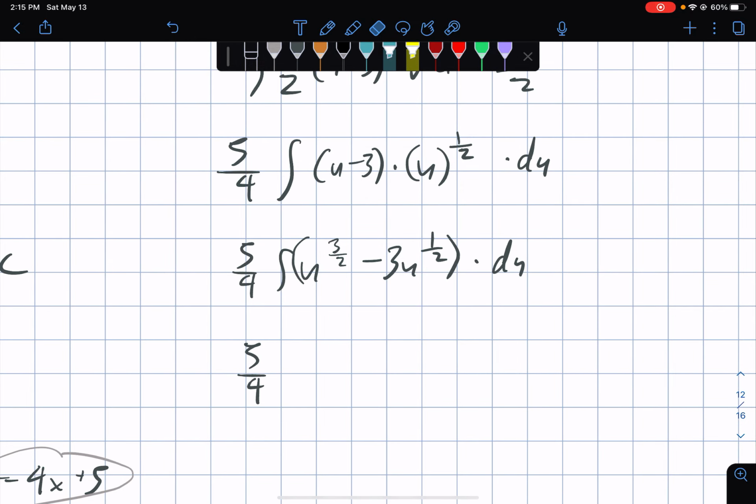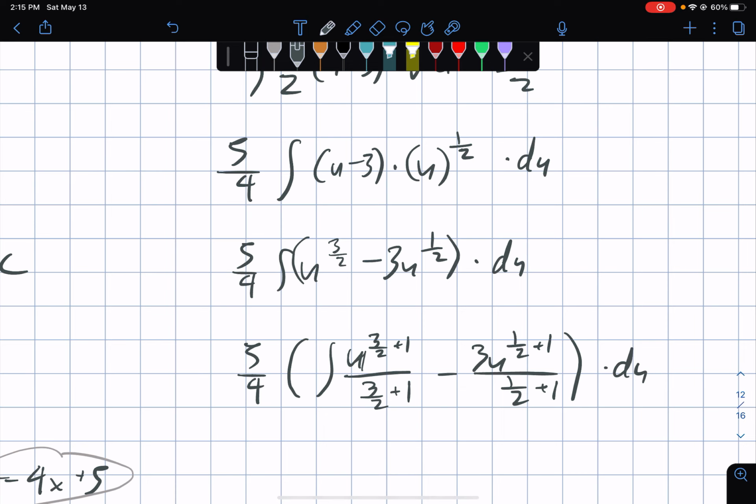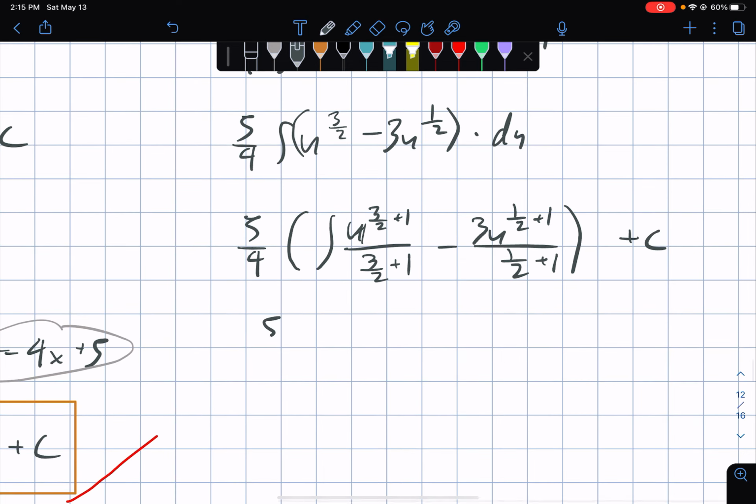After that we apply power rule to each. So u raised to 3 over 2 is going to be 3 over 2 plus 1 over 3 over 2 plus 1, written this way. And then minus 3u raised to 1/2 plus 1 over 1/2 plus 1 times du, or let's just say plus c this time. And then 5 over 4 times the quantity. You just simplify. 3 over 2 plus 1, or 3 over 2 plus 2 over 2, that's 5 over 2. So 3 over 2 over 3 over 2.